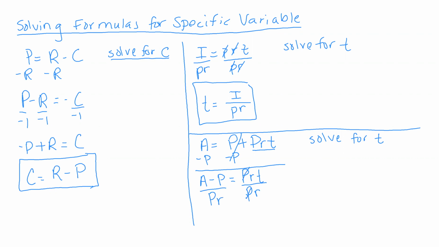On the right, the P and the R cancel, leaving just a T. And then on the left, we get A minus P over P times R. And that's it. So T is equal to the difference of A and P divided by the product of P and R. So you can see we're following the same steps that we would follow when solving a regular equation, but things just aren't simplifying the way we're used to. You're just rearranging that formula, but you've got to rearrange it legally. So let's look at some other examples.